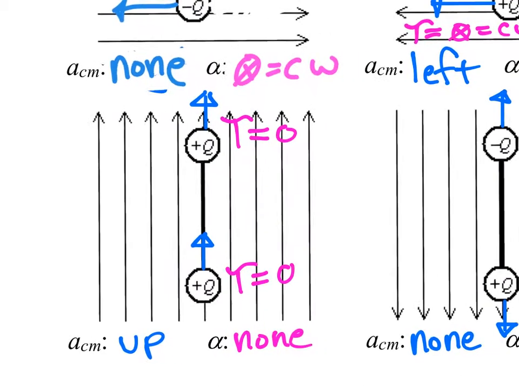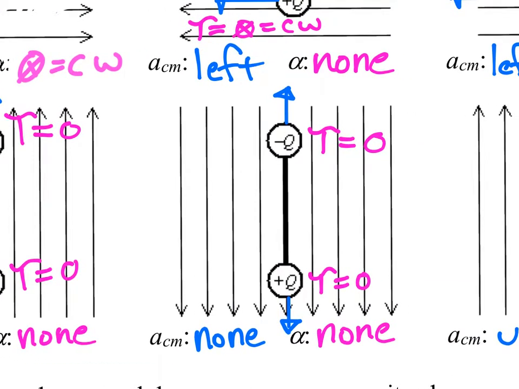In the next example, we've got a negative charge moving in the opposite direction of the electric field, and a positive charge moving in the direction of the electric field. Because these angles, again, are 0 degrees, there's going to be 0 torque. We have one downward force and one upward force of equal magnitude, so no net force, no net torque, no acceleration, linear or angular.